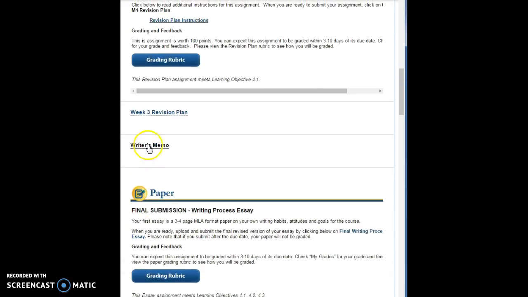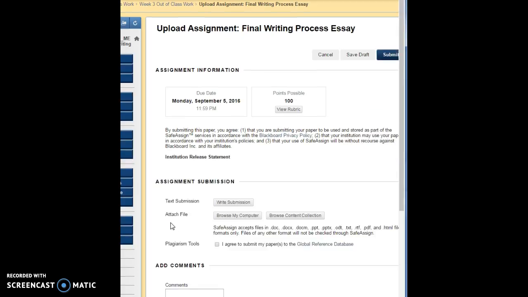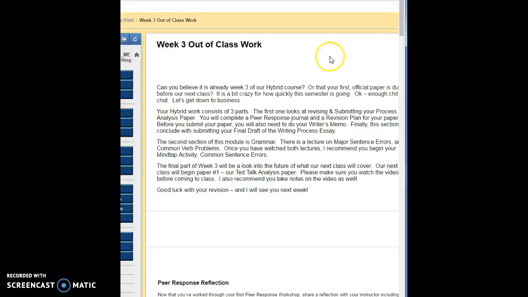I also provide the notes on the writer's memo, so you will want to click on this. Your writer's memo is supposed to be on your final paper before it is submitted. And then finally, you're going to submit your final paper right here by clicking Final Writing Process Essay. You don't want to use Write Submission. Instead, you want to browse your computer, find where your paper is, and submit it that way, okay?